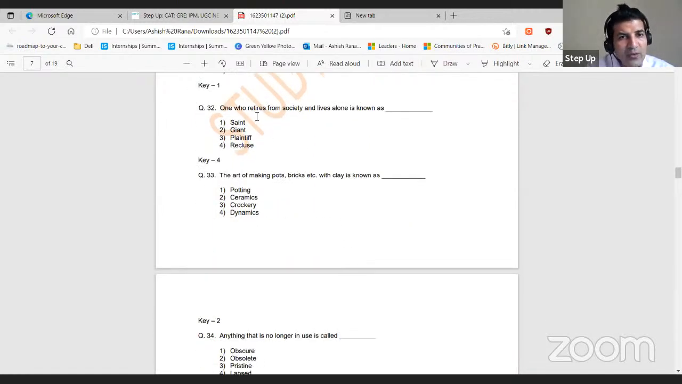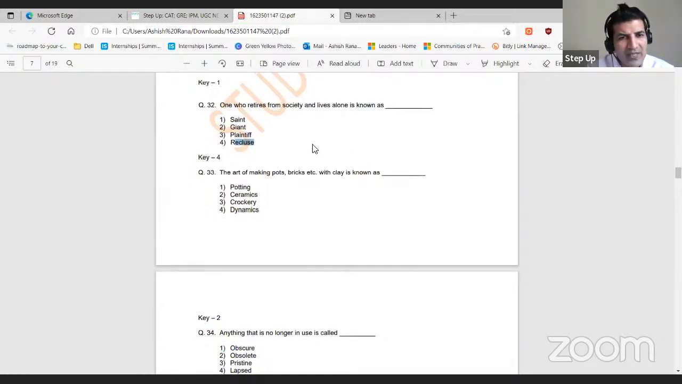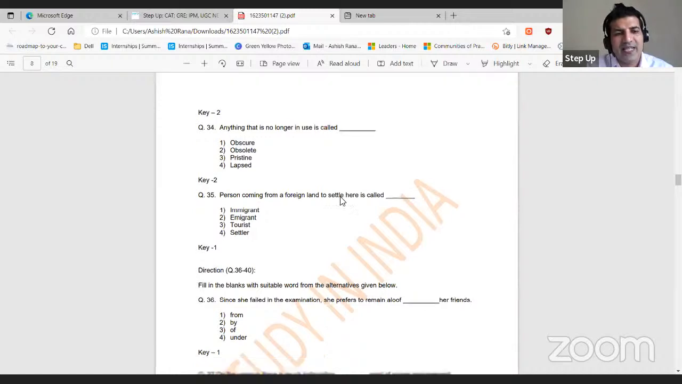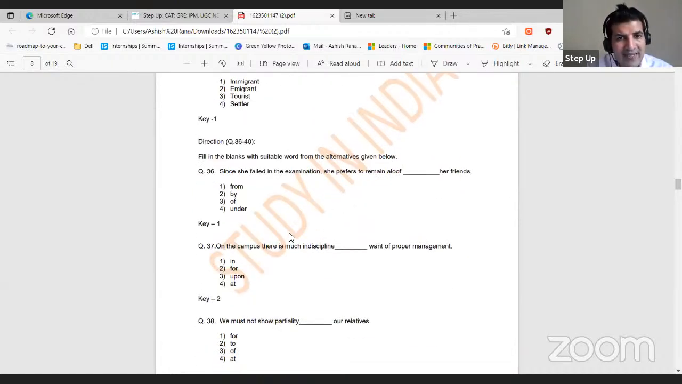Okay, one who retires from society, lives alone, living alone, lonely, right? And things like that. So recluse is the correct word, right? Meaning you're a loner, right? You want to stay alone and things like that. Okay, and similarly, these are some words where they're asking that, hey, this sentence means something. Which word describes this sentence?